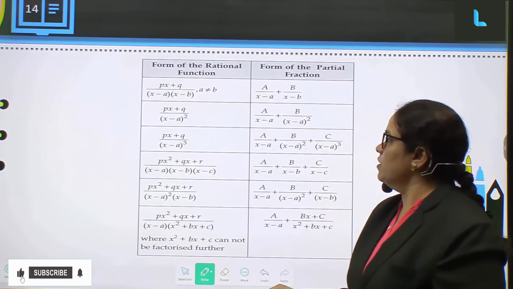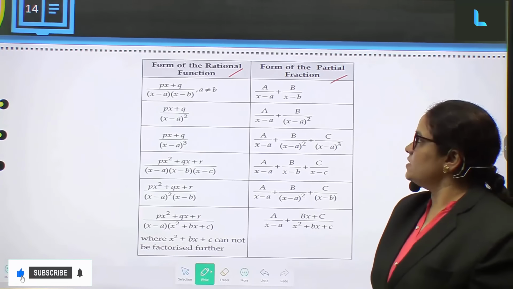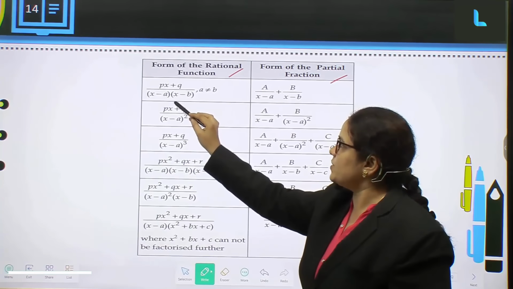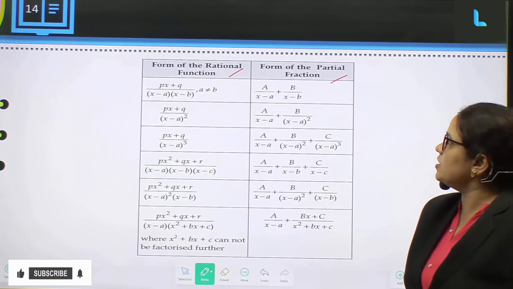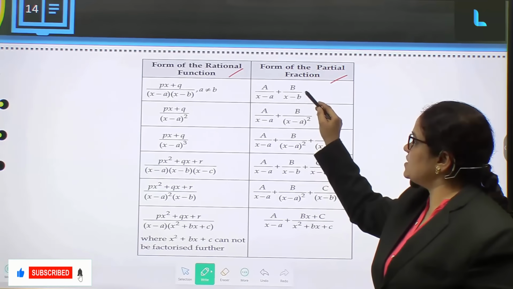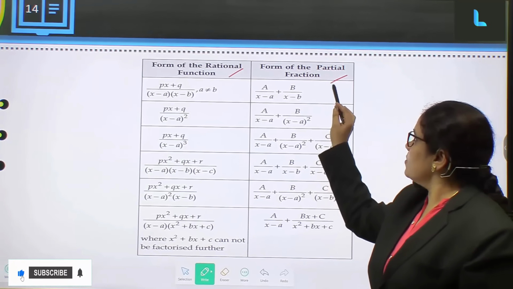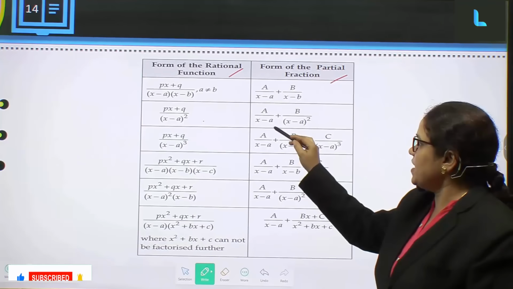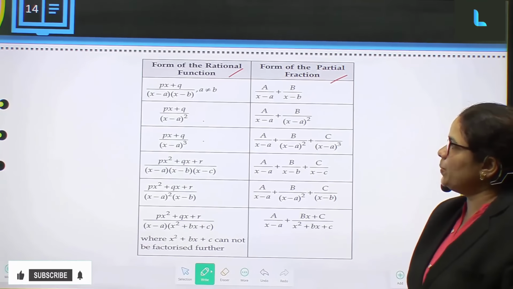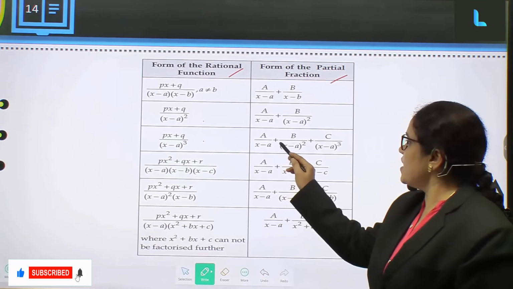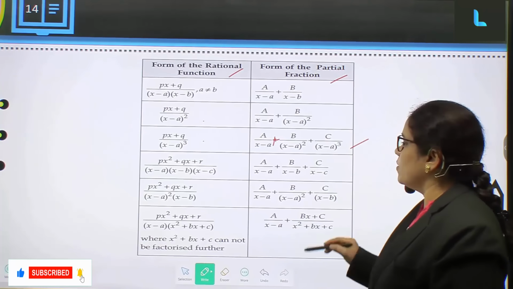Next, see the table: the first column is the form of the rational functions, and the second column is the form of the partial fractions. The first one is (px plus q) by (x minus a)(x minus b), a not equal to b. For this, the form of the partial fractions is A by (x minus a) plus B by (x minus b). The second one, the form of the partial fractions is A by (x minus a) plus B by (x minus a) whole square. And the third one, (px plus q) by (x minus a) whole cube, is A by (x minus a) plus B by (x minus a) whole square plus C by (x minus a) whole cube.